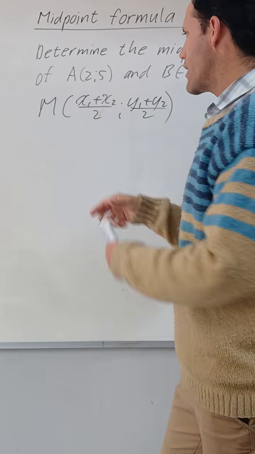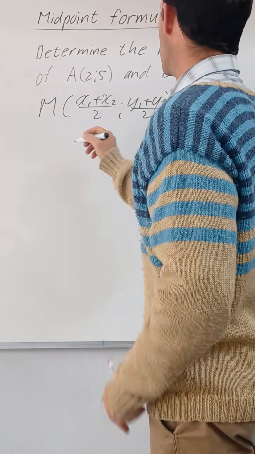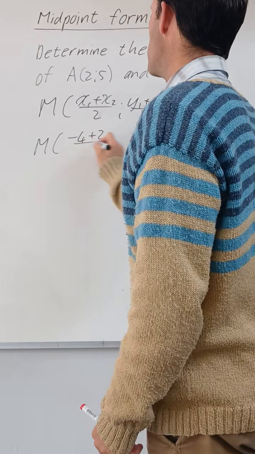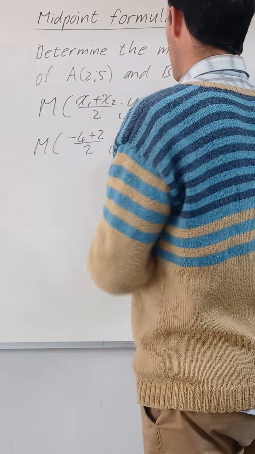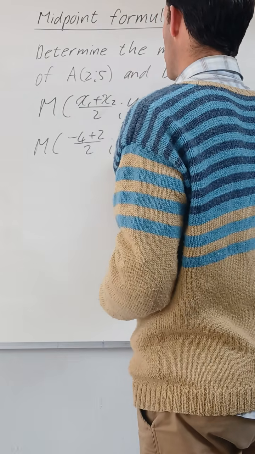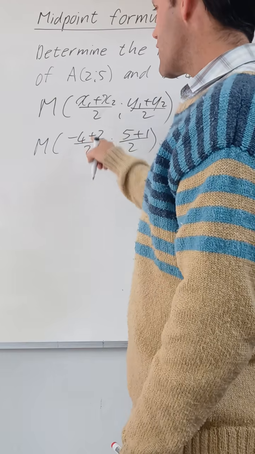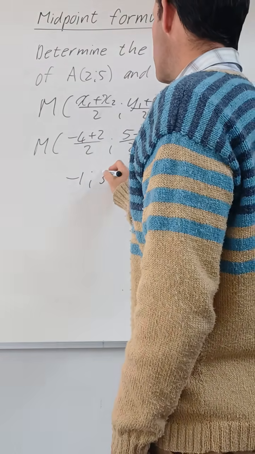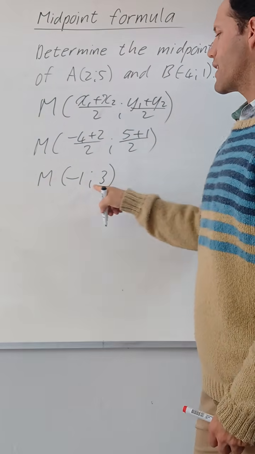So if I take the two x values, 2 and negative 4, it doesn't matter which one you start with. You can say it's going to be negative 4 plus 2 divided by 2. The y values, 1 plus 5 or 5 plus 1. Again, it doesn't matter which one you start with, as long as you add the 2. So negative 4 plus 2 is negative 2, and then negative 2 divided by 2 is negative 1. 5 plus 1 is 6, 6 divided by 2 is 3. So the midpoint between the two points is negative 1 and 3.